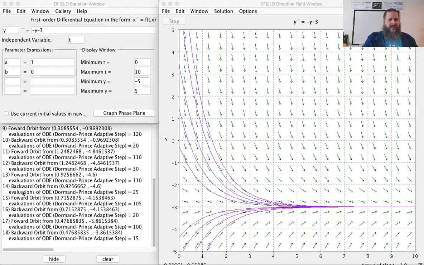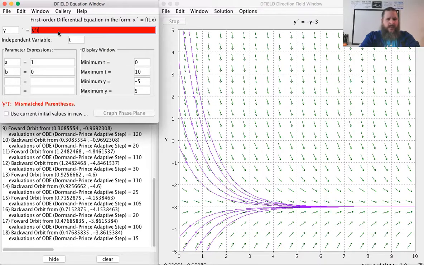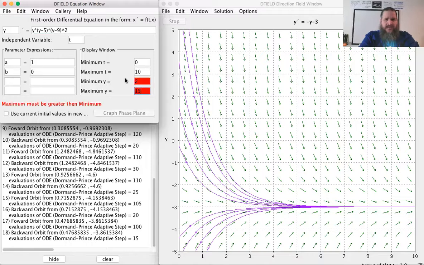And one other quick example, just to get an idea of what else can happen here. Let's say we have something like y prime equals y times (y plus 5) times, let's say, (y minus 5), just to make it positive, times (y minus 9) squared. And let me make that a little bigger. Let's say y goes from -1 to... now let's make it -2 to 15.